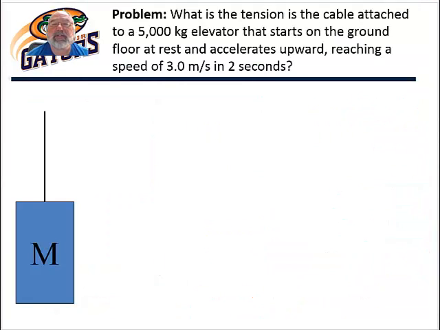This one, what is the tension in the cable attached to a 5,000 kilogram elevator that starts on the ground floor at rest and accelerates upward, reaching a speed of 3 meters per second in 2 seconds? Okay, well, let's draw the free body diagram. That's always a good place to start.